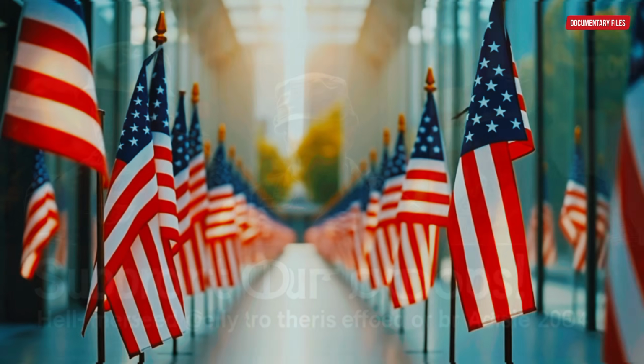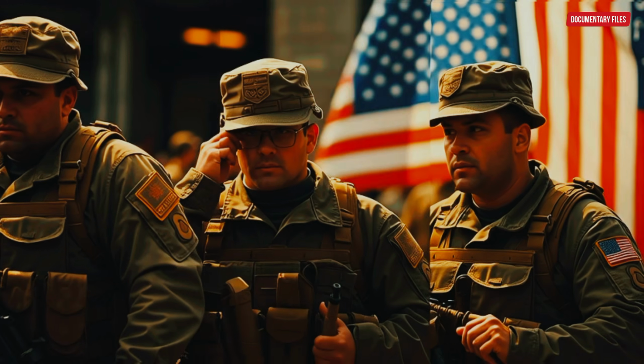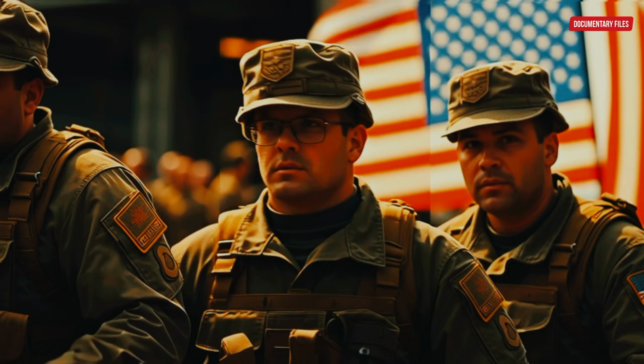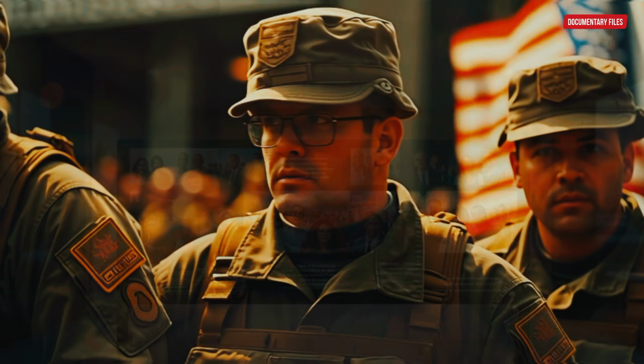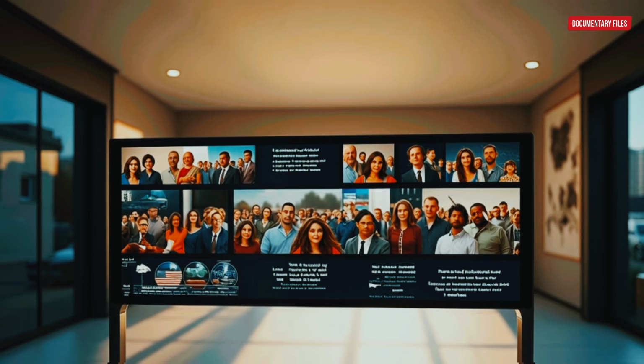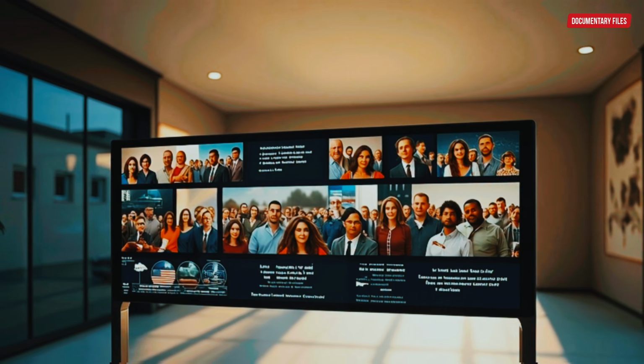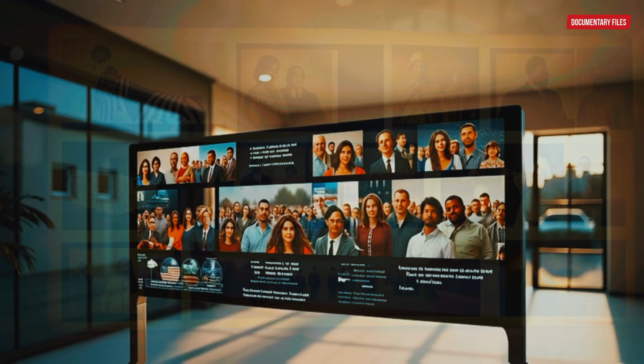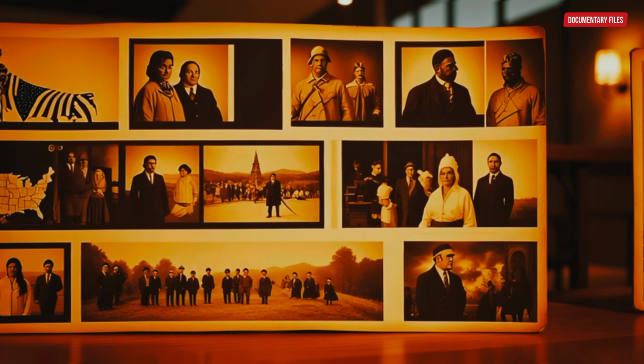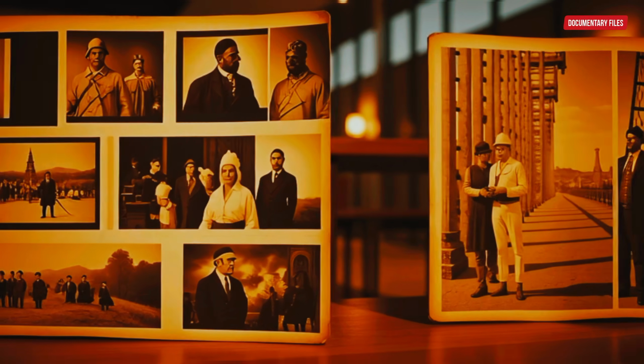Today, the United States is home to more than 340 million people and remains one of the world's most influential nations. Its history has been shaped by indigenous cultures, immigration, expansion, conflict, innovation, and the continuing pursuit of freedom and opportunity.